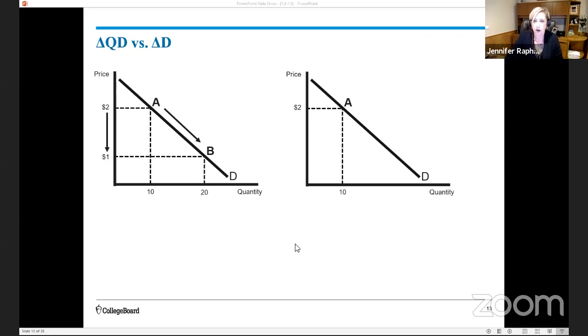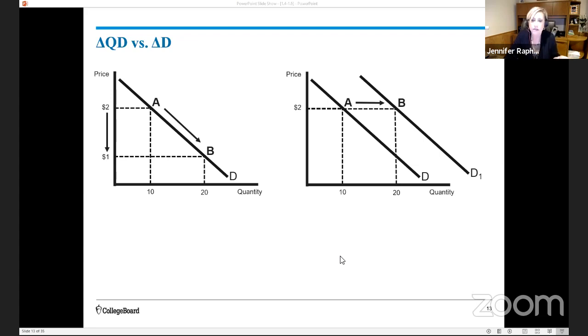Now let's go to the other model. If we increase demand, which we show by shifting the demand curve to the right, we can see that what this means is at the price of $2, there's an increase in the number of units people are willing to buy. So what I want you to notice is that in both models, we went from 10 units to 20 units, right?